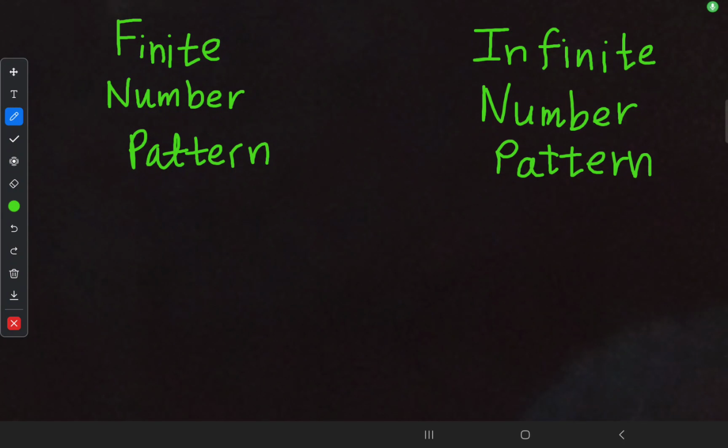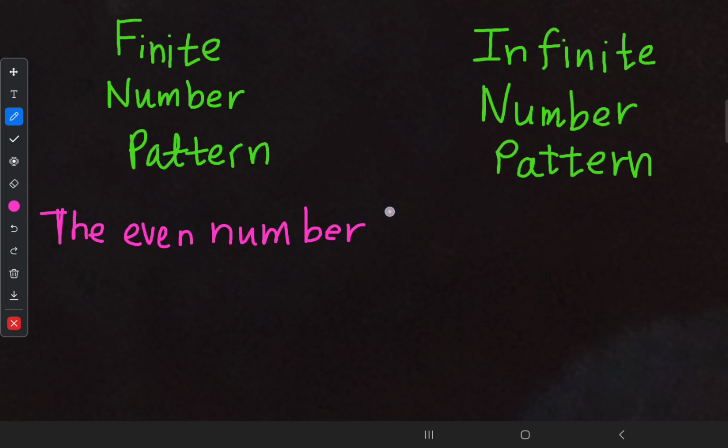The very important two classifications, two divisions of number patterns: finite number pattern and infinite number pattern. For an example, finite number pattern means I'll give you the even numbers from 1 to 15. That means even numbers from 1 to 15.